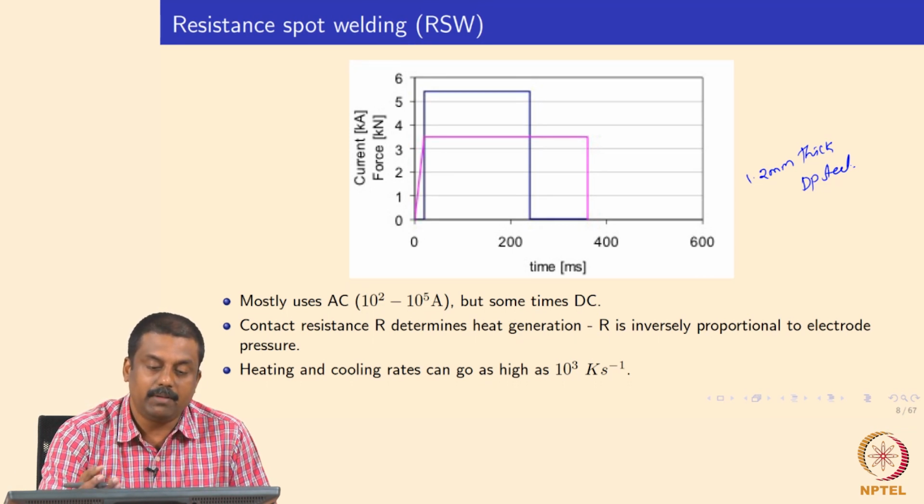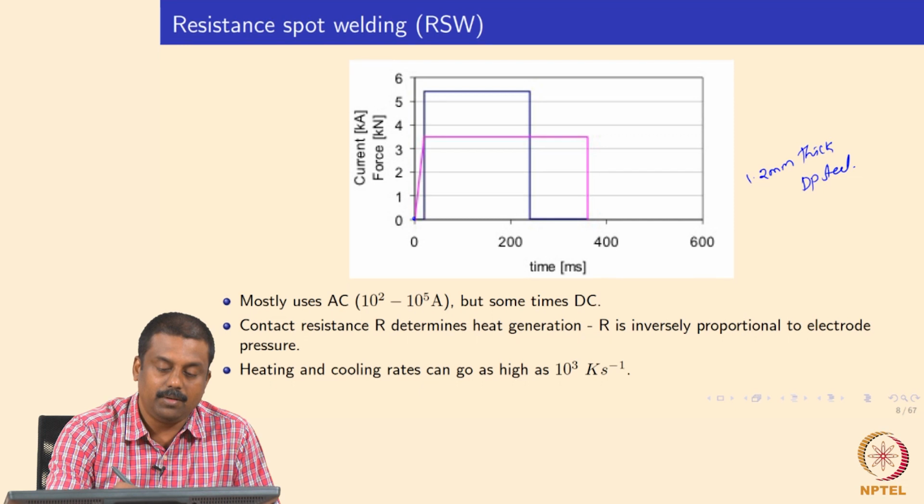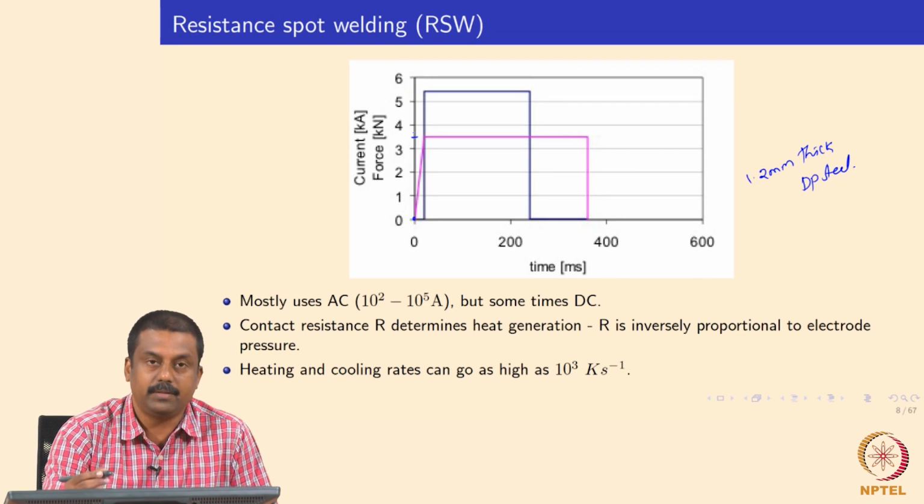So right now, the typical weld thermal cycle for welding 1.2 mm thick DP steel is: we start with no load, no current, and once the plate is placed between the electrodes in overlap configuration, we apply a load. In this case I applied about 3.5 kilonewtons.